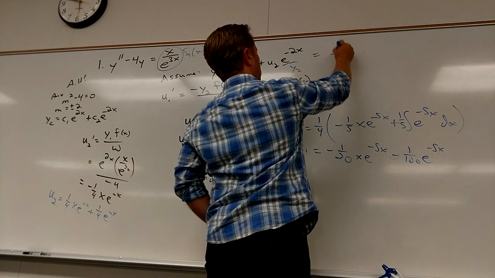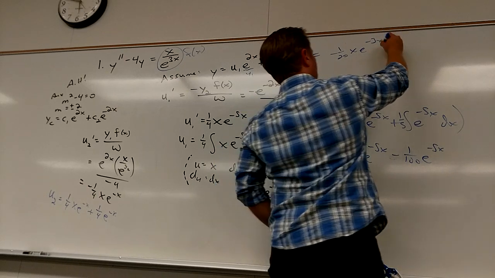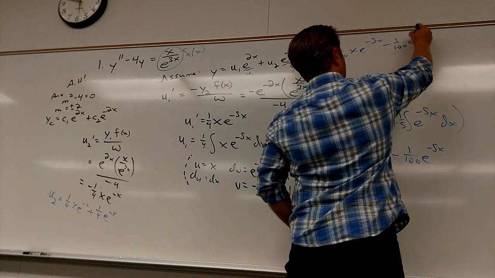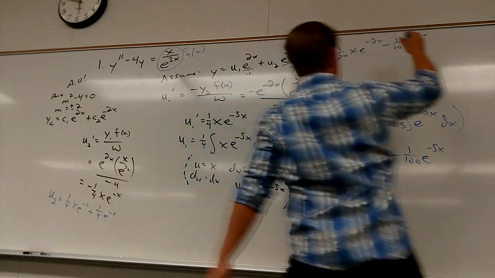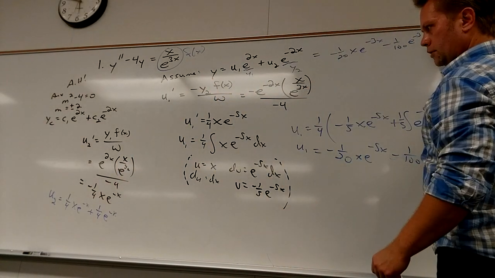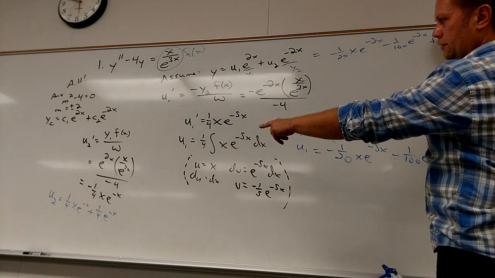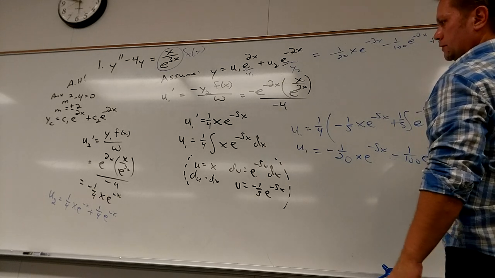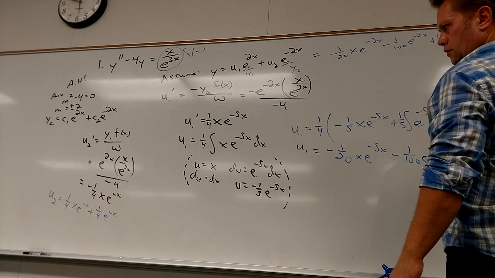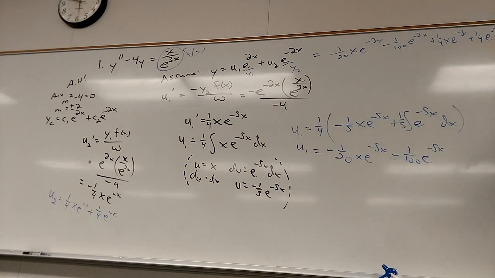So this will be negative 1/20 x e to the negative 3x minus 100th e to negative 3x. And then the same thing here. These are going to go down by 2x. So this will be, where'd it go? Here we go. Plus 1/4 x e to the negative 3x plus 1/4 e to the negative 3x. And then I got some nice like terms. Is that cool?